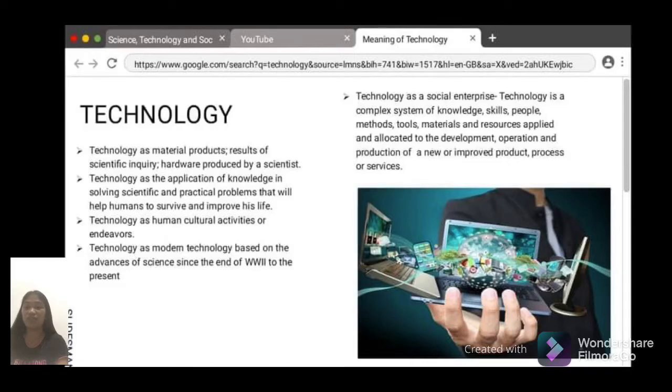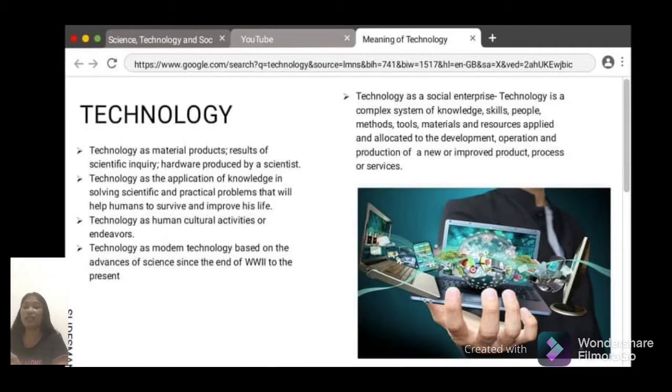Technology as modern technology based on the advance of science since World War II to the present. Technology as a social enterprise. Technology is a complex system of knowledge, skills, people, methods, tools, materials, and resources applied and allocated to the development, operation, and production of a new improved product, process, service.